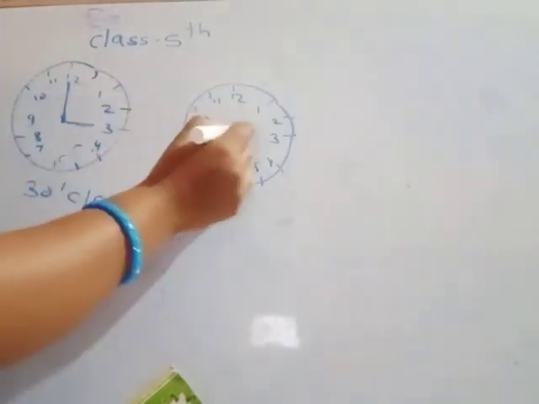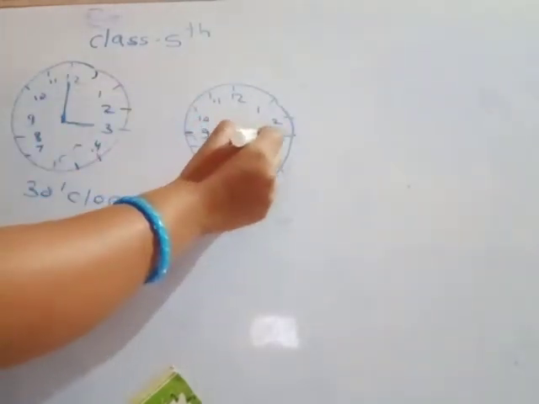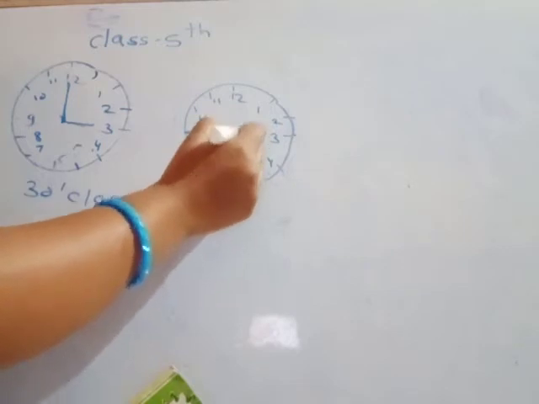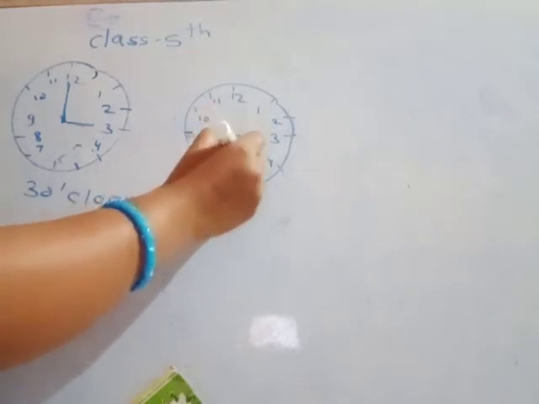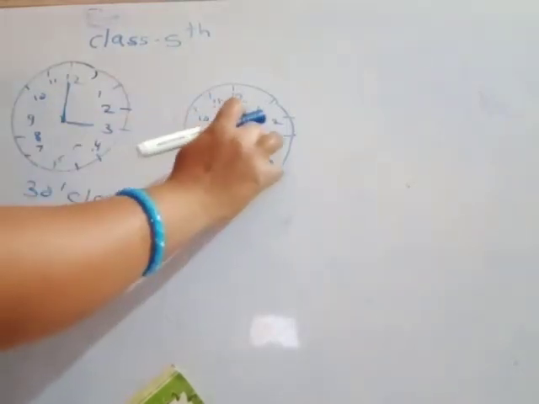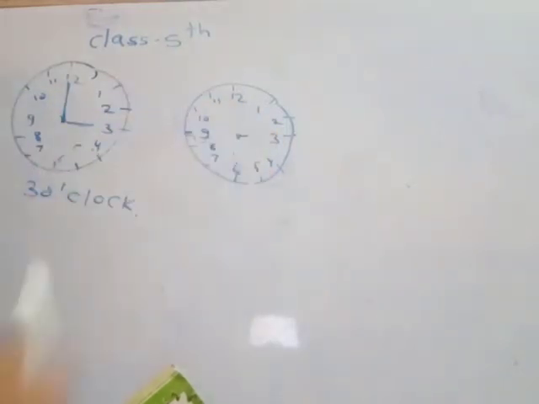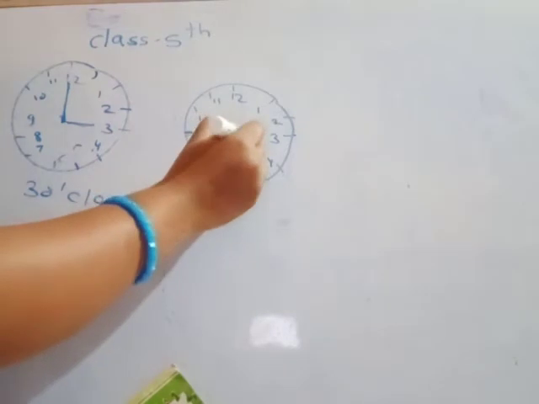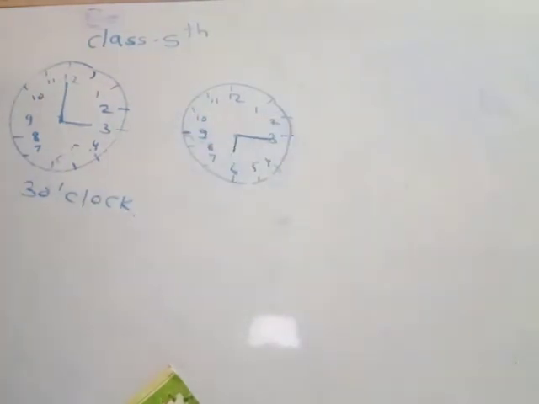See this clock, this time is exactly, suppose, 3:30. Then this is also a right angle. Then again, quarter past 6, this is also a right angle. Then you draw many clocks which form a right angle.